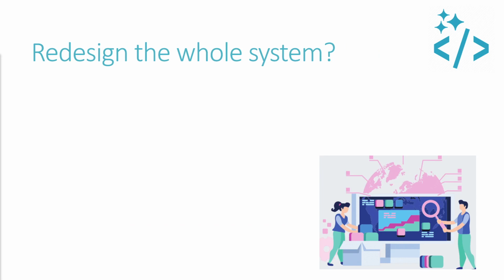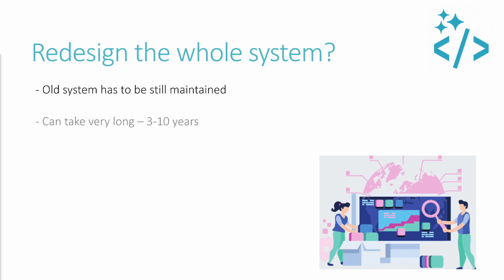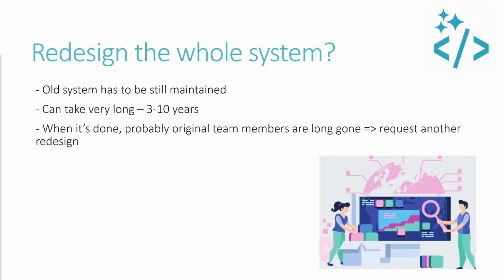What would be the solution if we have only bad code in our system? One solution would be, should we redesign the whole system? Yeah, the problem here is that the old system still has to be maintained also, and it can take a long time based on the project size. And when it's done, the team members are already gone, and the new ones will probably request another redesign.